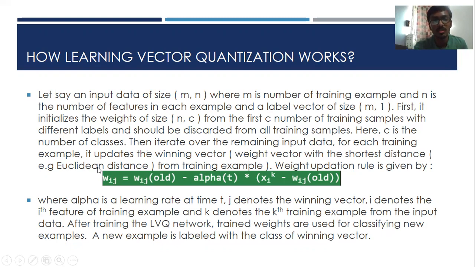And the weight updation rule gives us the following equation. Here, alpha is a learning rate at time t, j denotes the winning vector, i is the ith feature of training example, and k denotes the kth training example from the input data. So after we train this LVQ network, trained weights are used for classifying new examples, and a new example is labeled with a class of winning vector.